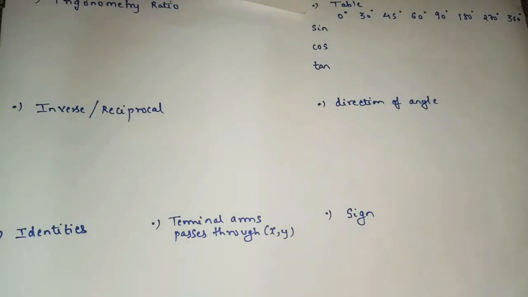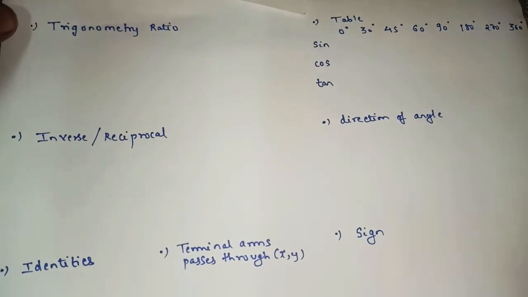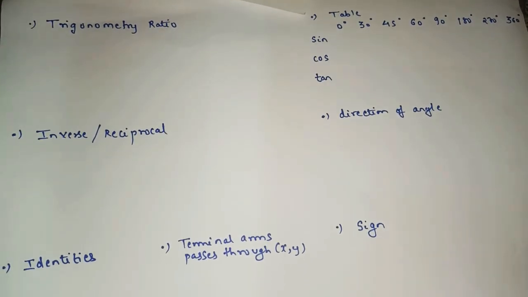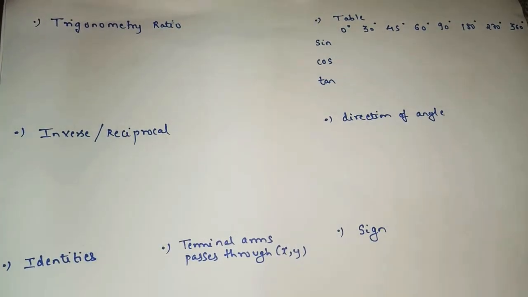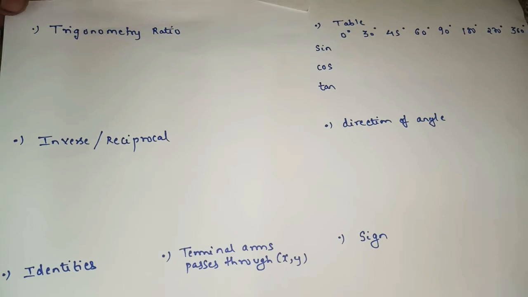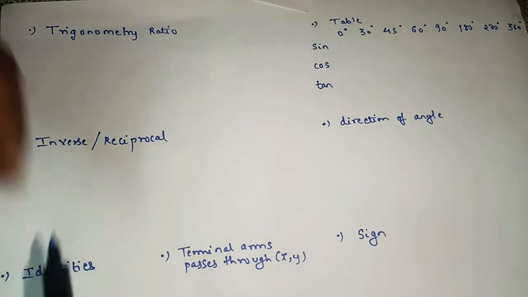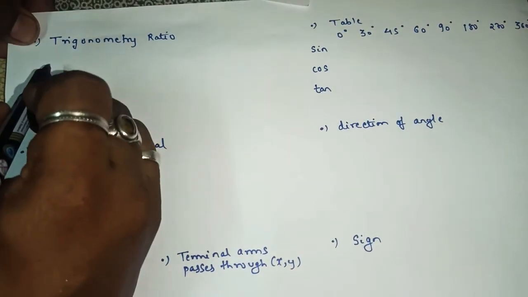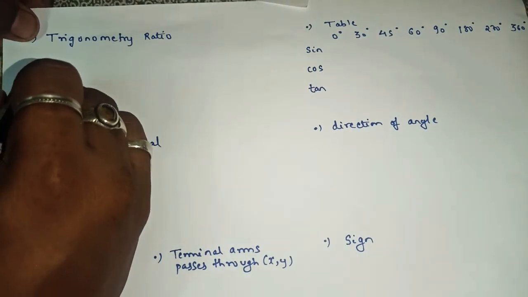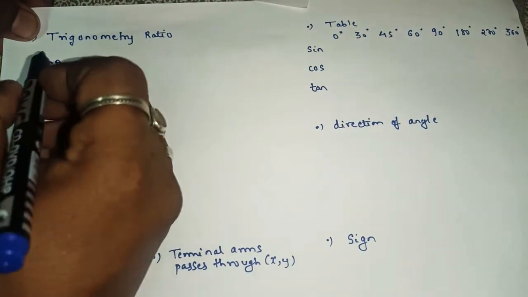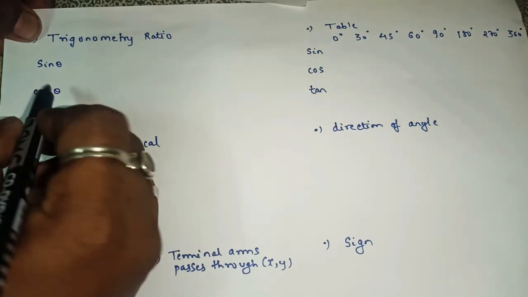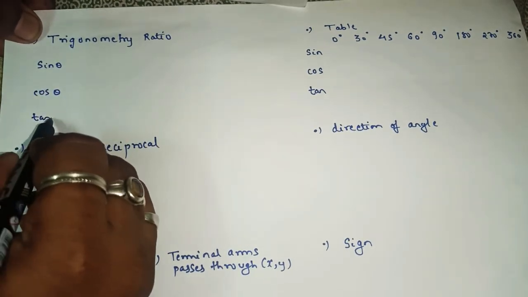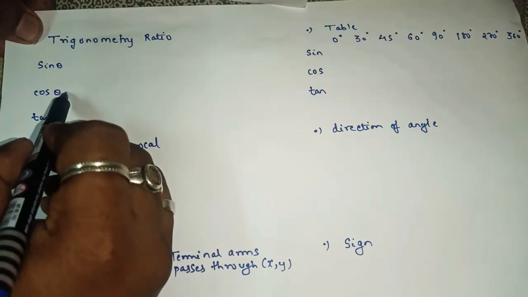So first is trigonometric ratios. We all know the formulas. I hope you all might be knowing trigonometric ratios, yes or no? The first one is sine. After sine, basically we always write cos, then tan, yes or no?